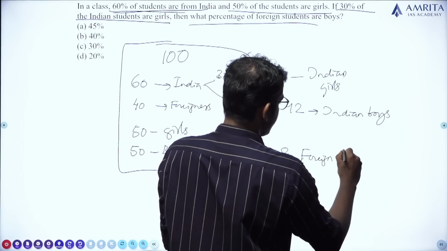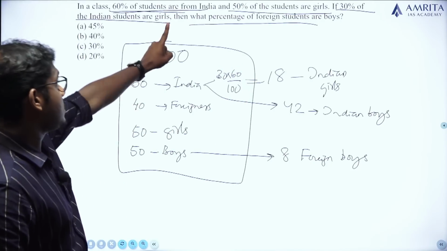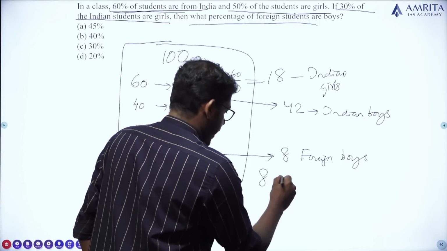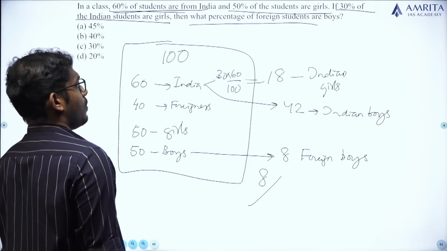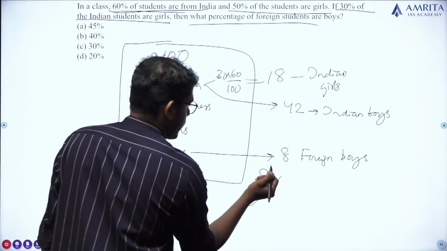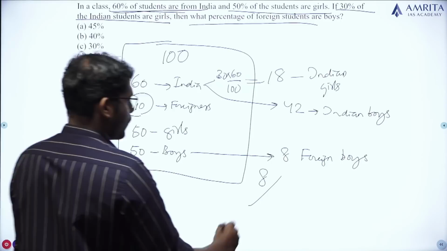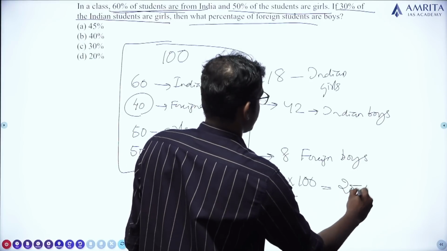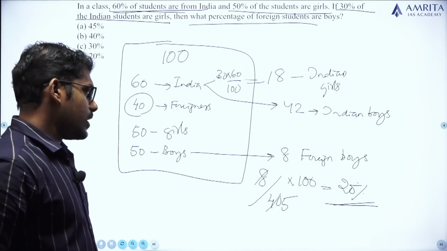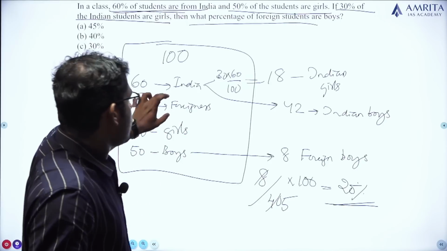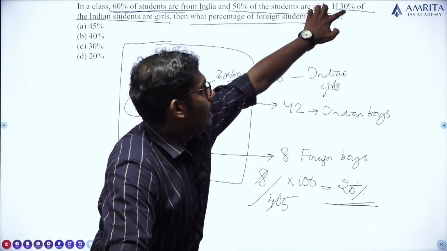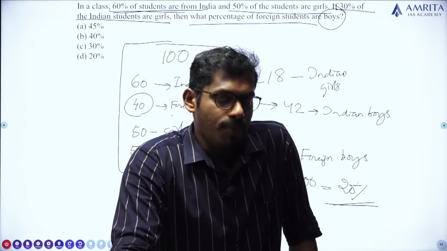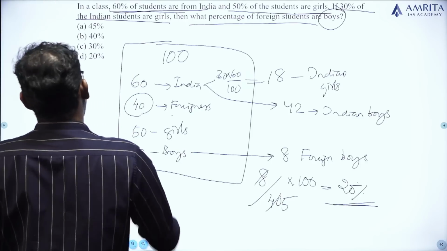If there are total 50 boys, out of these 50 boys, 42 are Indian boys, then the remaining 8 will be foreign boys. Clear? The question asked, what percentage of foreign students are boys? There are 40 foreigners in total, so 8 by 40 into 100, that is 20%. Out of the total 40 foreigners, 8 are boys, which means 20%. Clear? Okay, so the answer for the question is option D.